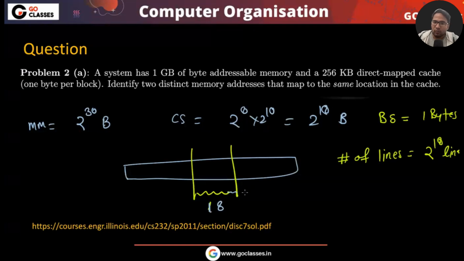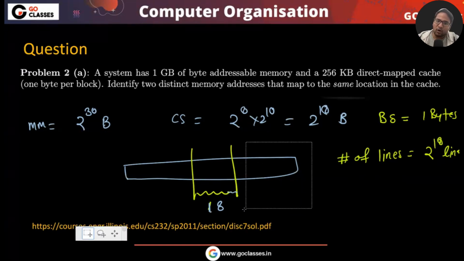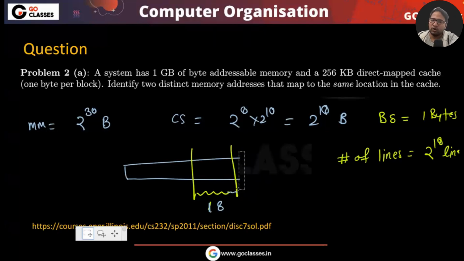Now, how much is this? This block size is given as just 1 byte. So what is the block offset? This is interesting. What is the block offset? 0 bits, right? You don't have any block offset. I mean, the line number and the block number are actually the same. You don't have the block offset here. That's fine. Is this okay to everyone? Because this is 1 byte, which means there is no block offset.